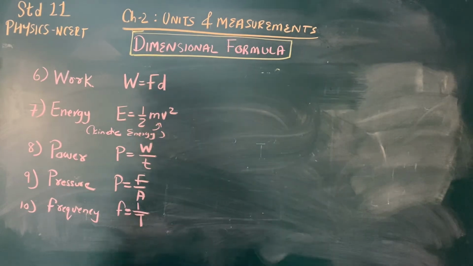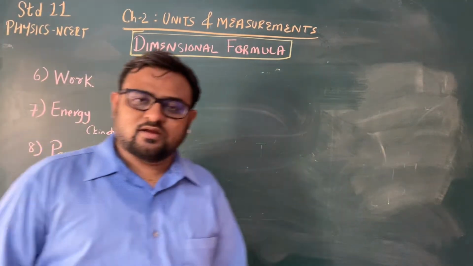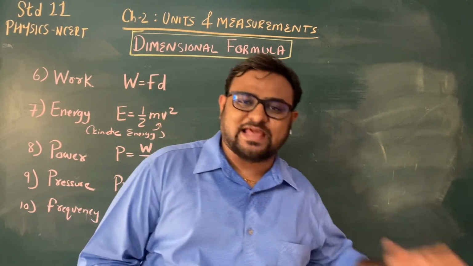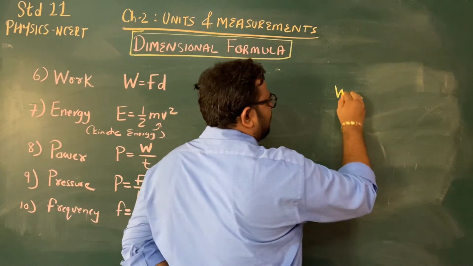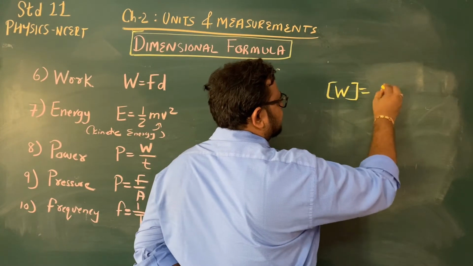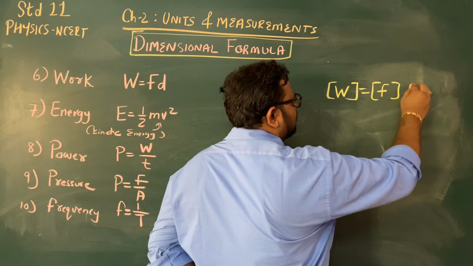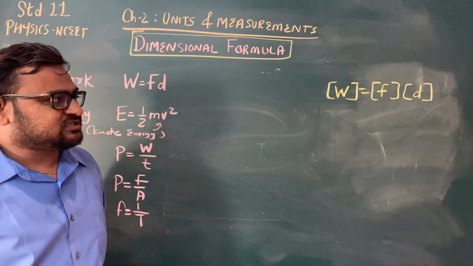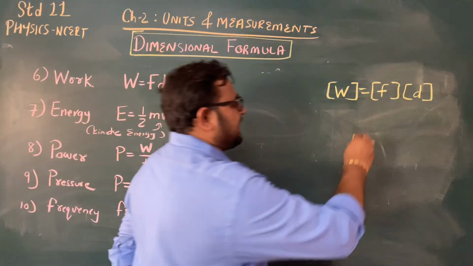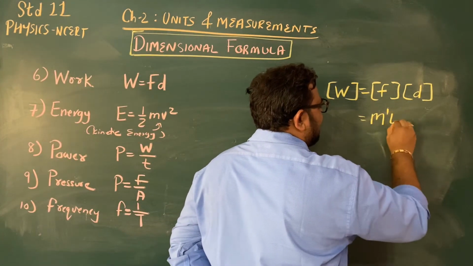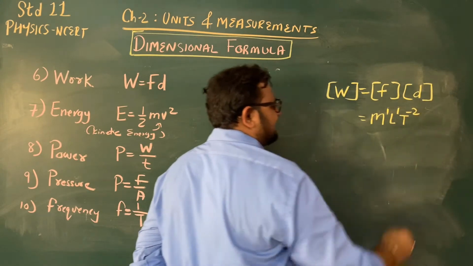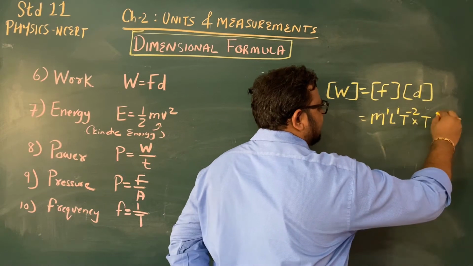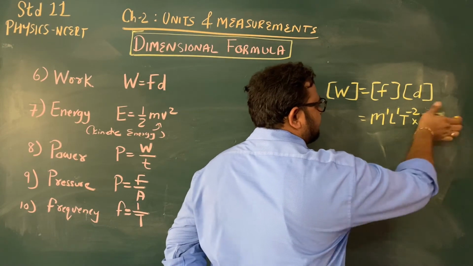The next is work. Formula for work done is equal to force into displacement. So dimension formula for work is equal to dimension formula of force into dimension formula of displacement. What is the dimension formula for force? That is M1 L1 T minus 2. And for displacement, that is distance, sorry, it's L1.